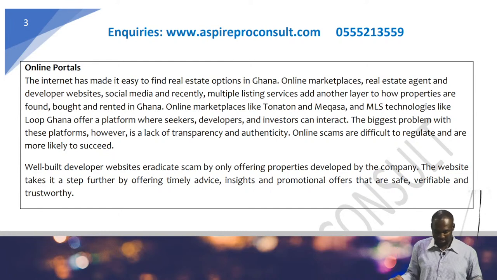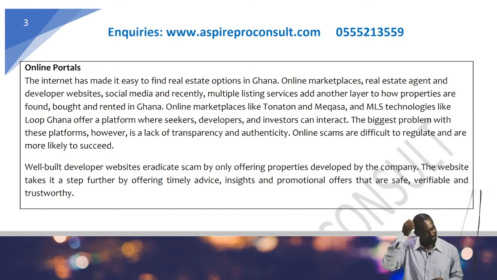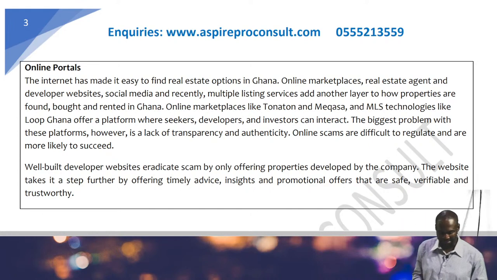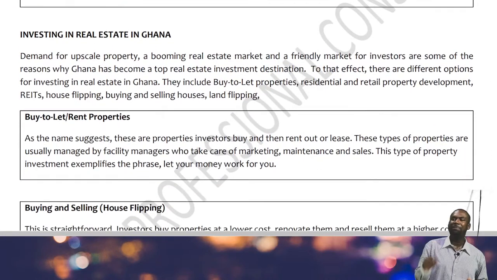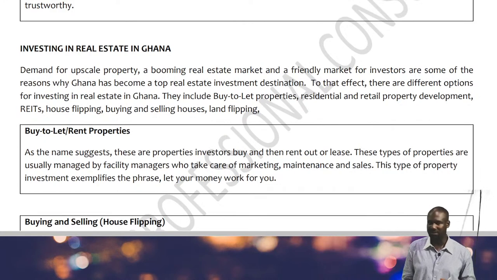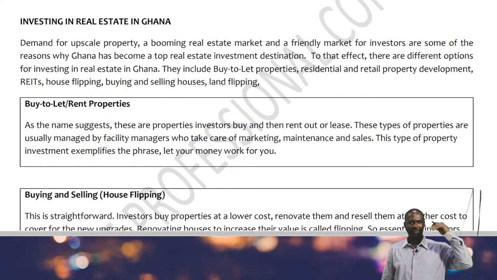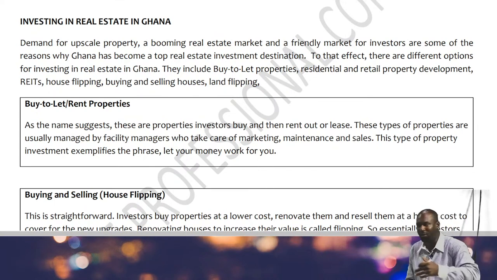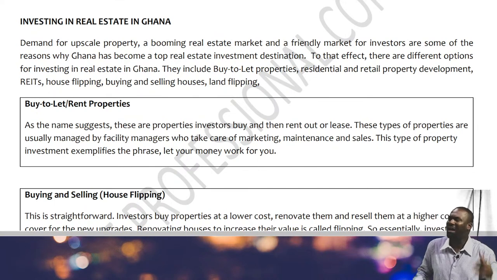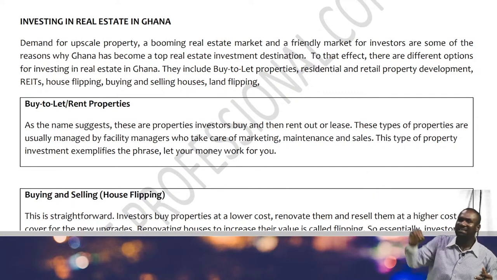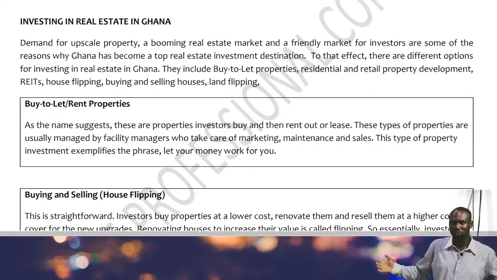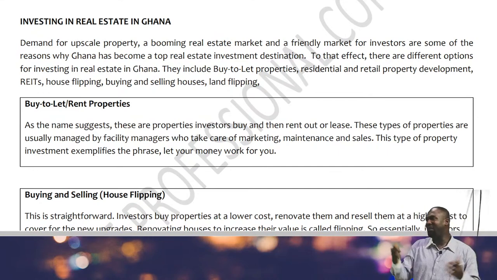Now, let's go to the next issue: investing in real estate in Ghana. Demand for upscale property. What is upscale property? Those for higher earners. If you go to Trasacco, they have Trasacco Real Estate Development Company, then they also have Trasacco Plus. I hope you are listening. Trasacco Plus is the upscale developer for those who have huge income to buy about $500,000 or $1 million.